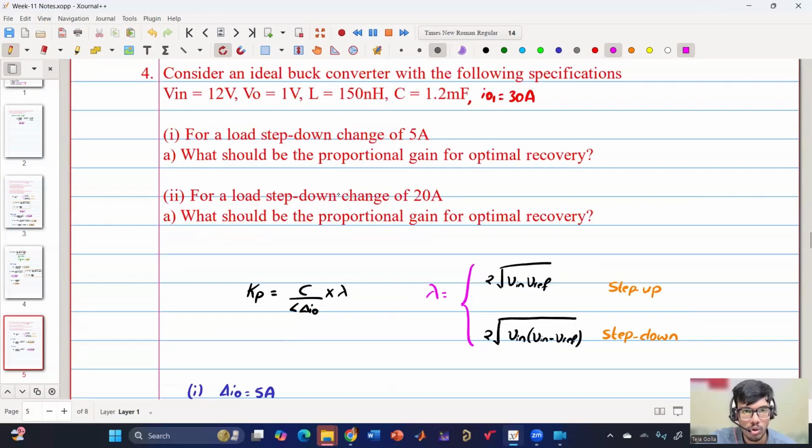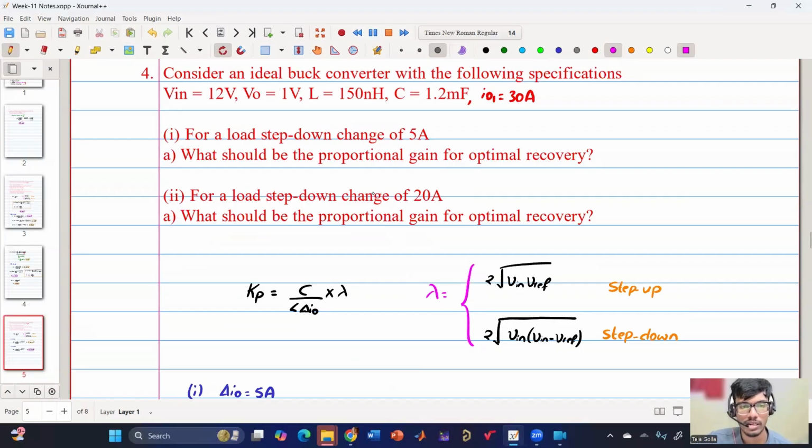Now coming back to the load step down transient. So the Kp is dependent upon whether it is step up or step down transient. For step up transient, lambda is 2 into square root of V in V reference, and for step down, it is 2 into square root of V in into V in minus V reference. So accordingly, the Kp will change.